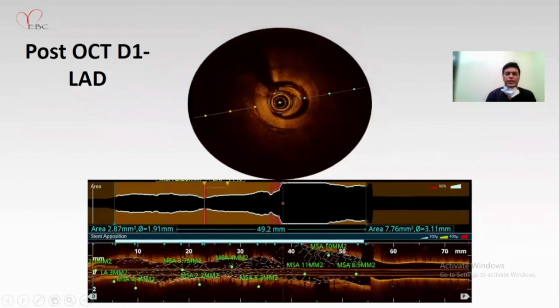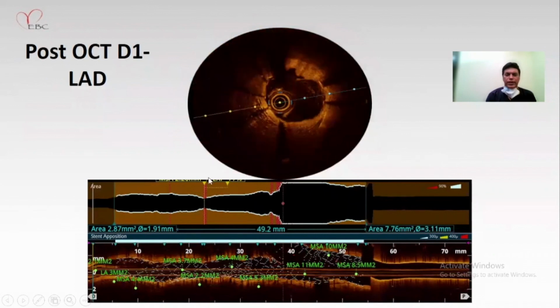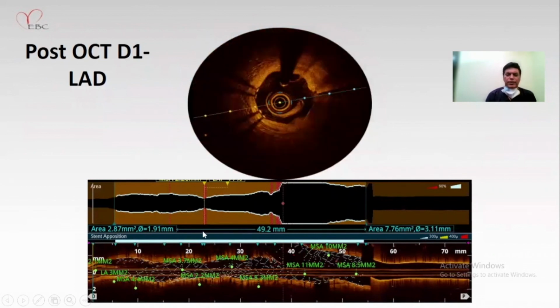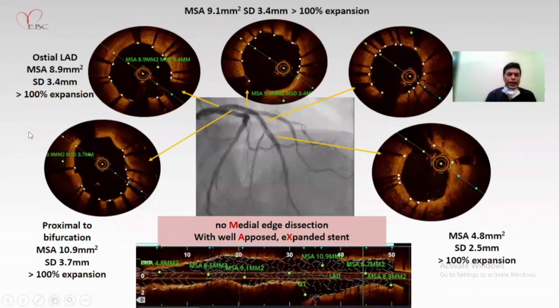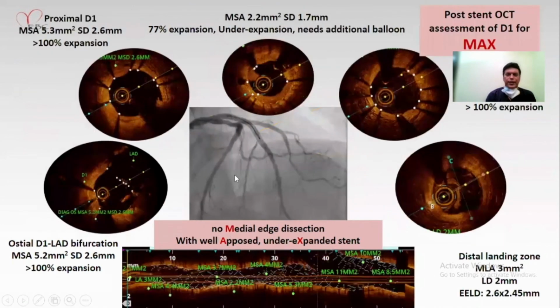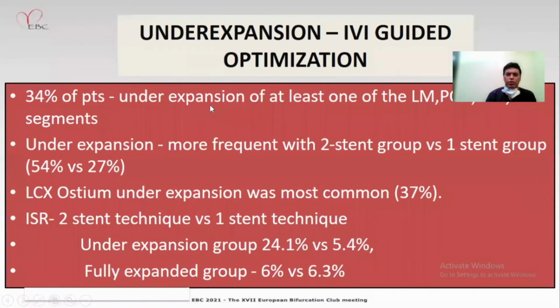This is the OCT run of the diagonal. You can see the mid portion, there is significant under expansion, that is about 77% only. And you can see very clearly the LAD expansion is very beautiful and nicely expanded. And you see the diagonal stent is not expanded in the mid portion. Then again, we took the 2.75. We gave high pressure prolonged inflations because under expansion comes with a high rate of restenosis.